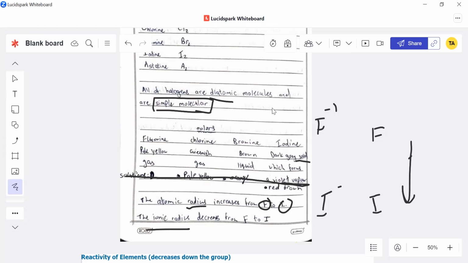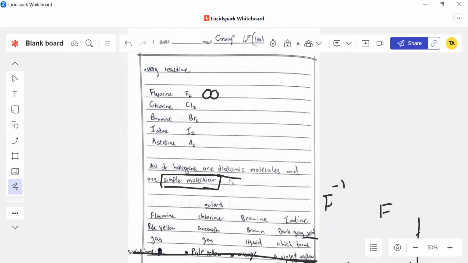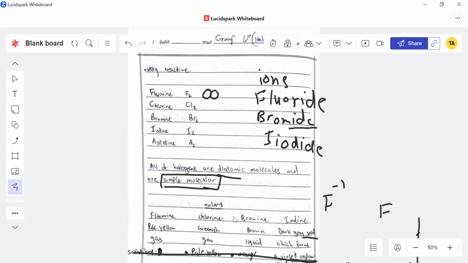And remember, when halogens are ions, you add -ide at the end. So bromine in its natural state, when it's an ion, you call it bromide. You add -ide at the end. Iodine, you call it iodide. Fluorine, you call it fluoride, like this.